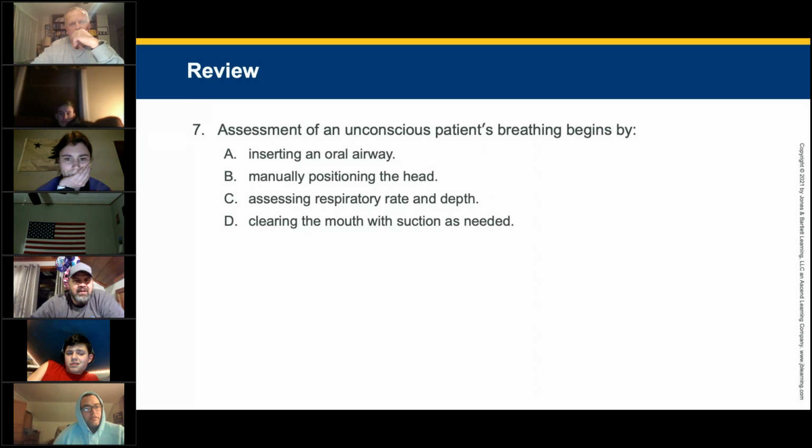So let's dissect these. Remember, airway, breathing, circulation. So inserting an oral airway, you're not going to do right off the bat because you haven't determined if their breathing is adequate and things like that yet. Assessing respiratory rate and depth is part of breathing. Clearing the mouth with suction is part of your airway. But before you can do that, you need to position the head. So manually positioning the head, also called opening the airway, would be your first step. That's the very first thing you would do.